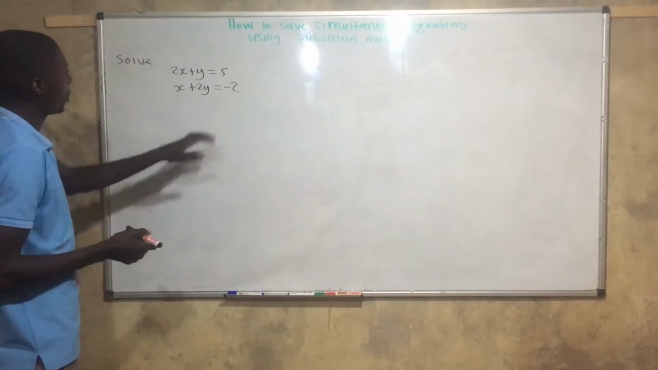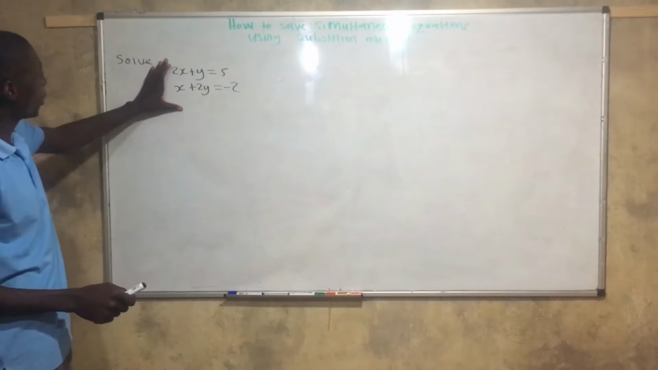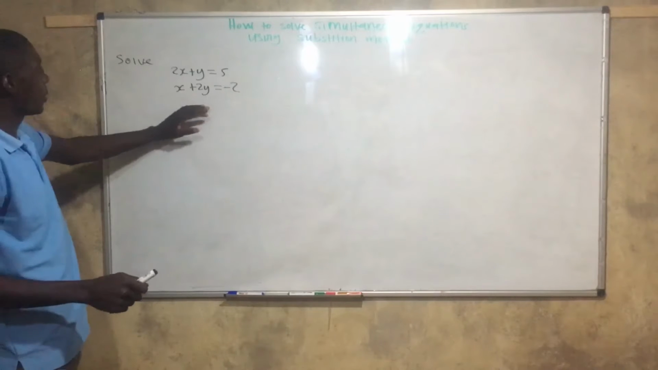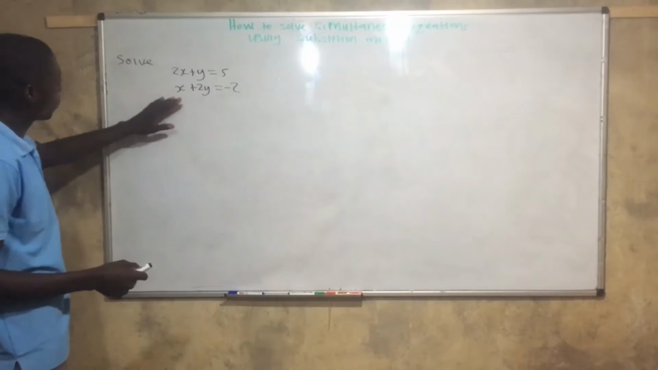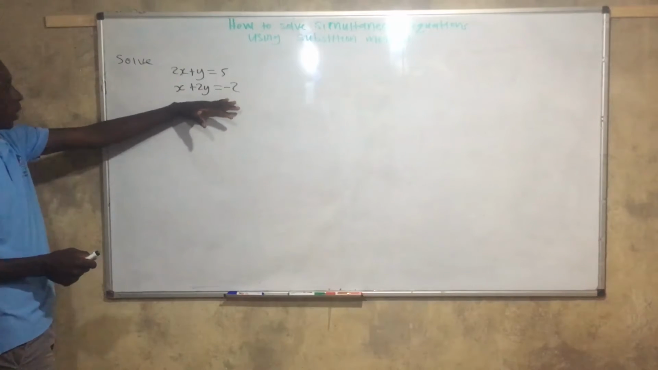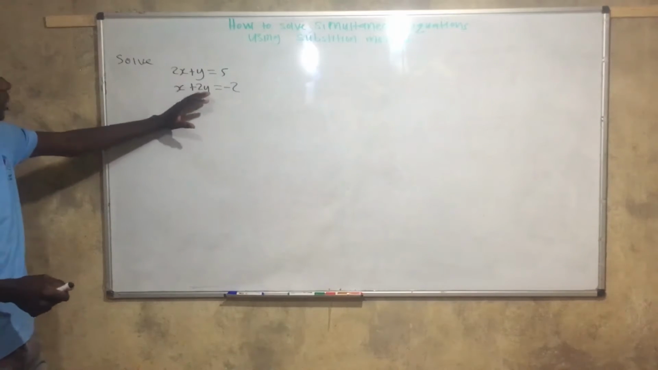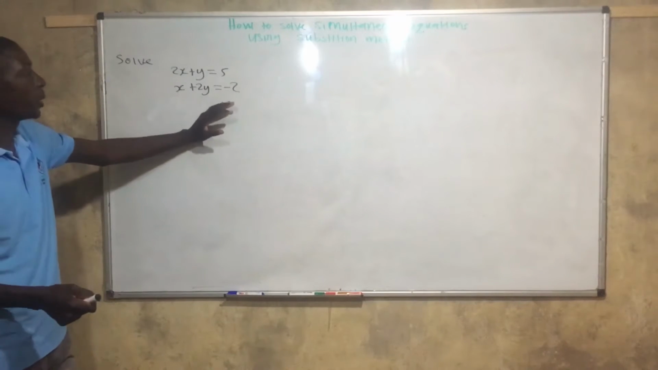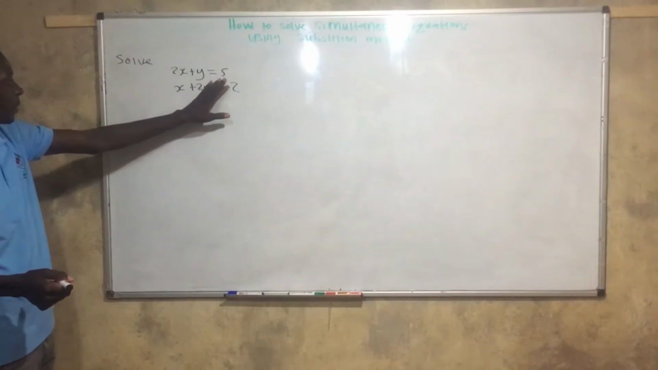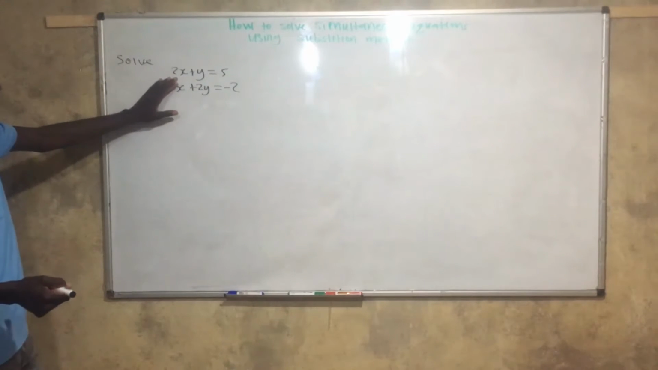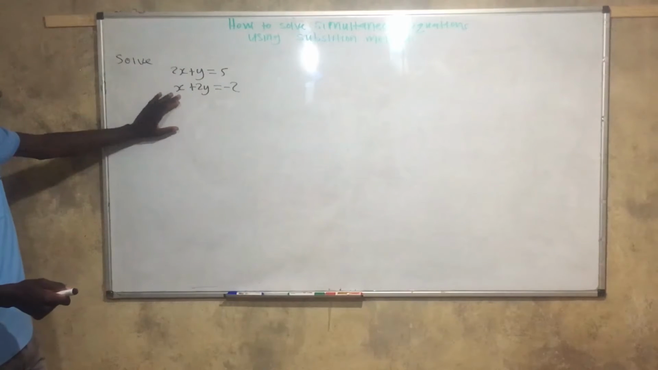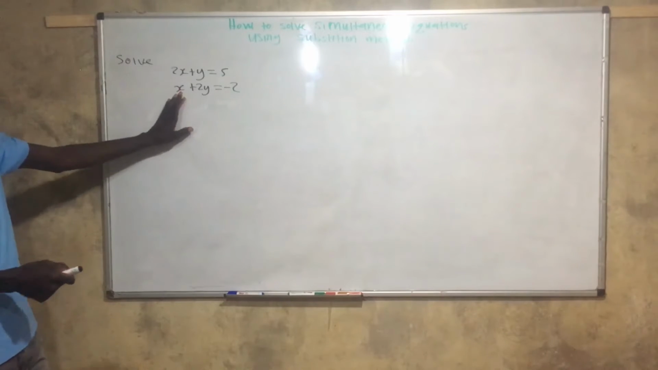If we are using the substitution method, it is different from the previous one we did, which is the elimination method. Under the substitution method, you have to make one variable the subject of the formula in one of the equations, then you get the other equation and replace. For example, in 2x plus y is equal to 5, you can either make x the subject of the formula, or you make y. Or you take the second equation and make x the subject of the formula.